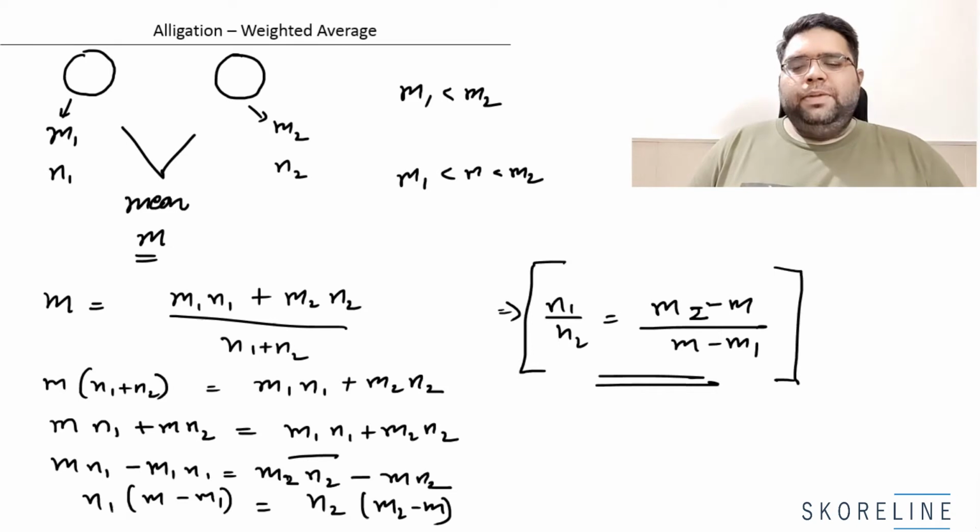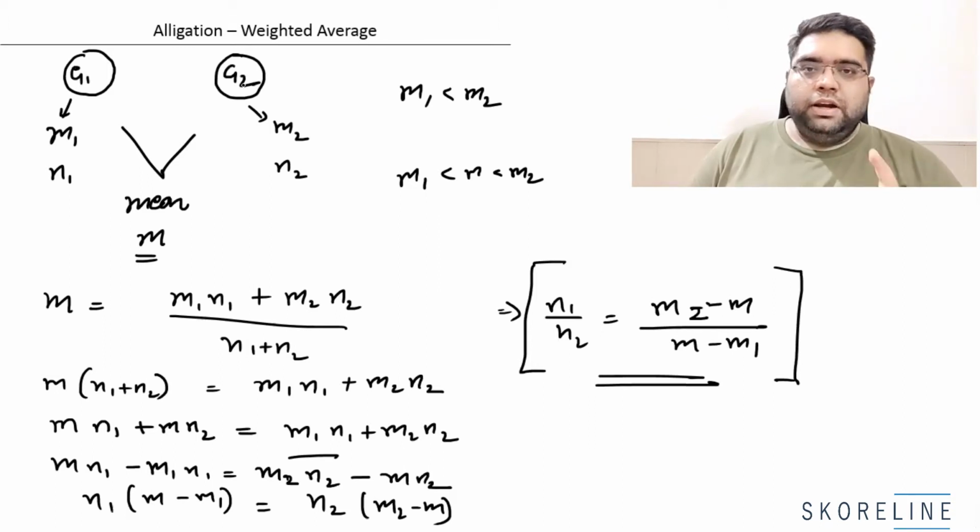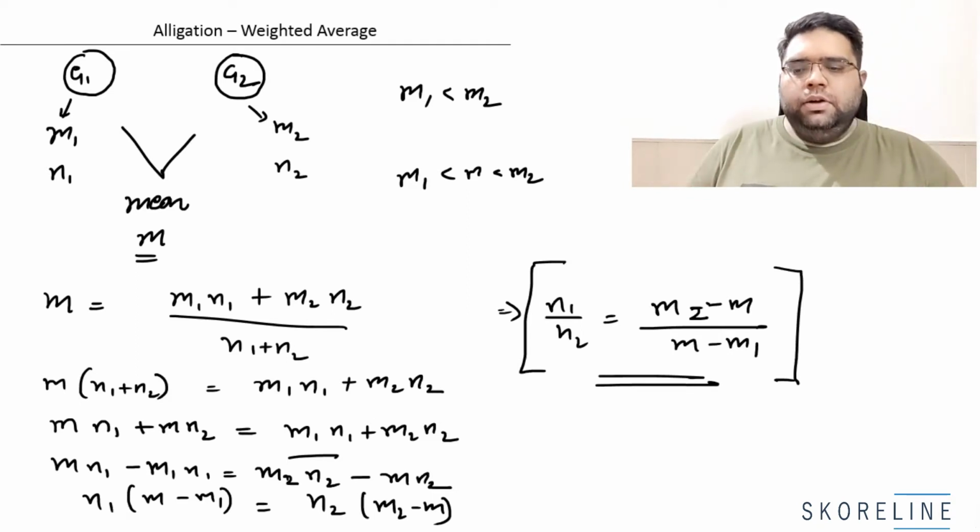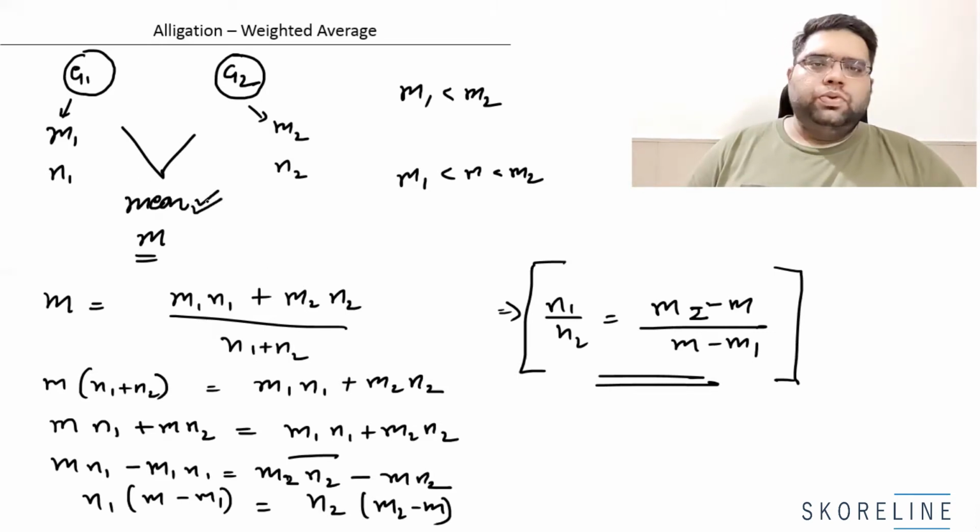This formula is basically the ratio of the number of people in group 1 and the number of people in group 2. Their ratio is n1 upon n2. This formula gives us the ratio in which both the groups were mixed, or taken together, while calculating a common mean of those two groups.